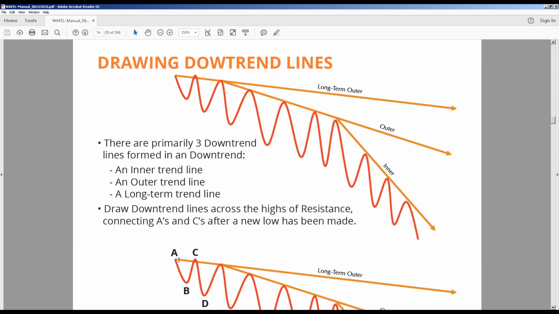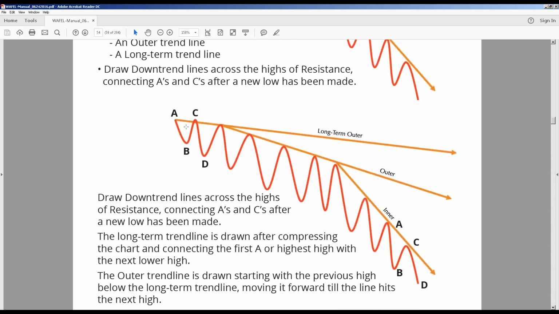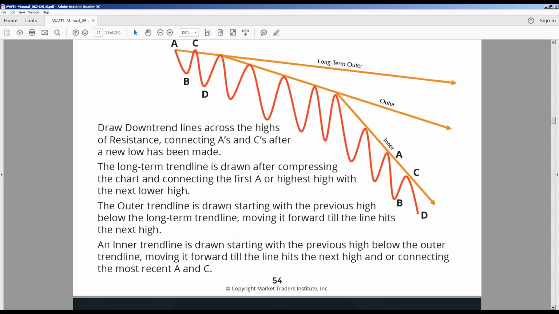Right, drawing down trend lines. There are primarily three down trend lines formed in a downtrend: an inner trend line, an outer trend line, a long-term trend line, and then draw down trend lines across the highs of resistance connecting A's and C's after a new low has been made. So there's the long-term outer trend line, and the inner trend line.